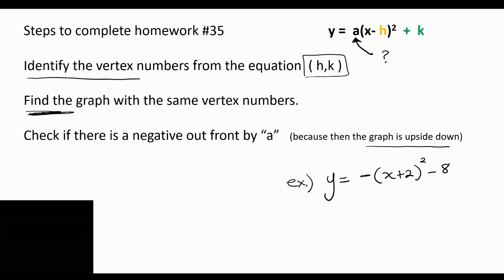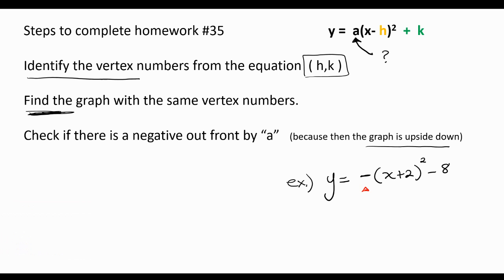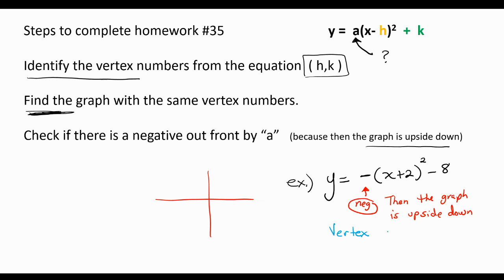So because of that negative sign right there, what happens with the graph? Then the graph is upside down. So you have to be careful for that negative, okay? If you have a negative in the front, we call that a lead negative. So the vertex on this one would be where? Where's your H and K?